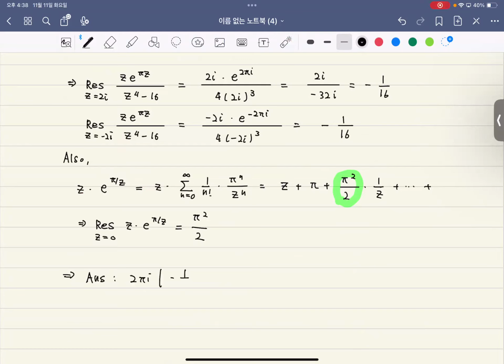Times minus 1/16 minus 1/16 plus pi square over 2. Okay, good.